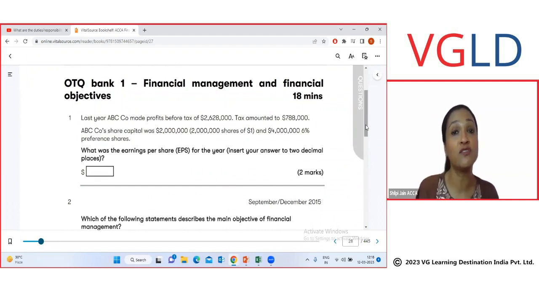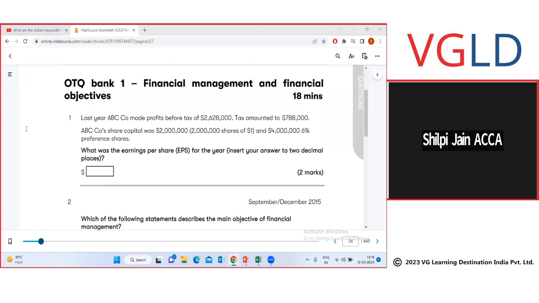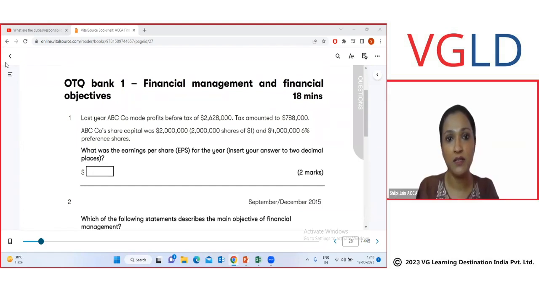Now remember, read the questions very, very carefully. If the question is asking you to insert your answer to 2 decimal places, please give me your answer to 2 decimal places only, right? So quickly, guys, start pouring in your answers. Okay, answers pouring in. 0.80. Remember to pour in your answers to 2 decimal places, please. That is what the question is asking.